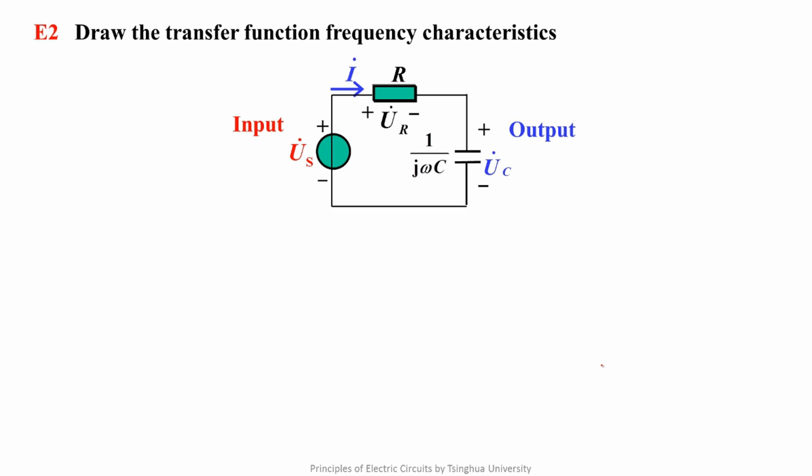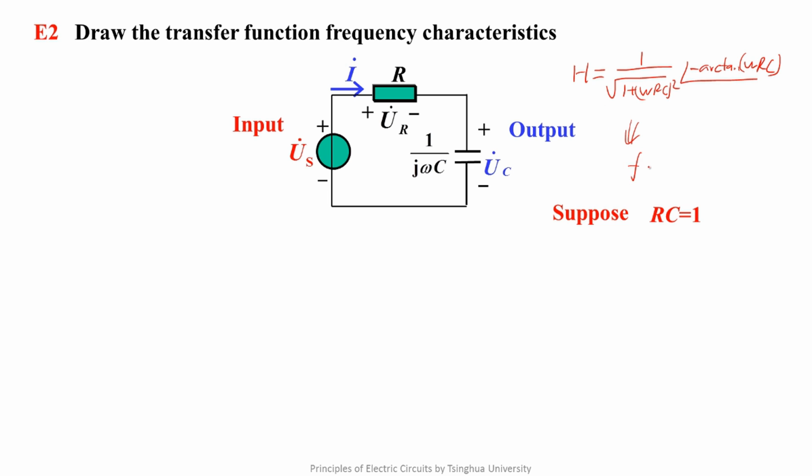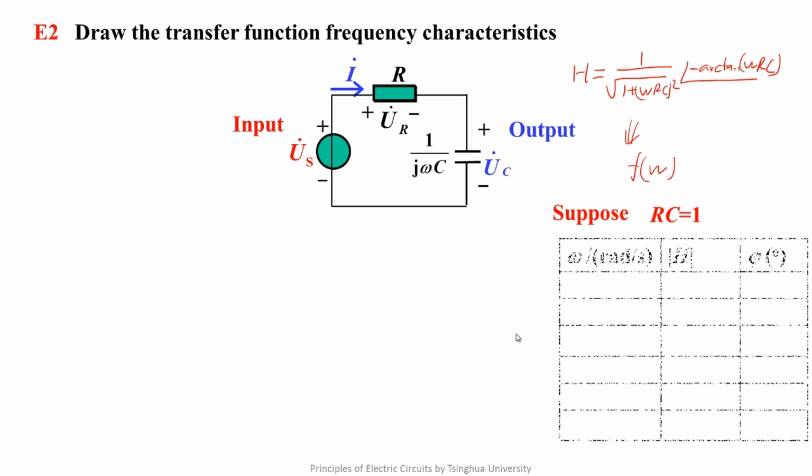Next, we draw the frequency characteristic of the transfer function. The input is voltage source and output is the capacitor's voltage. We have deduced that its transfer function is like this. In order to draw more carefully, we might as well calculate several special points. We assume that RC equals 1 so as to facilitate the calculation. Then the frequency characteristic becomes a single variable function about omega.